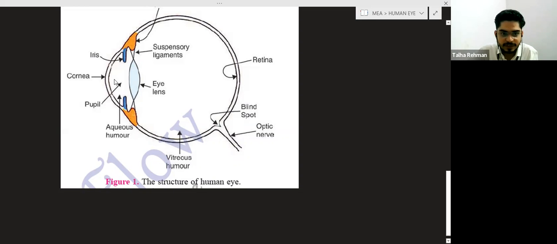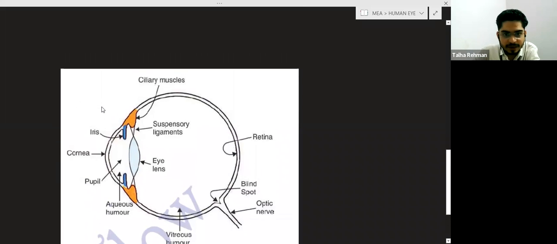Here, this is the lens, this is the eye lens, and this is cornea. In between this region is pupil. Okay, this is pupil. So what is pupil? This will be clearly understood here.